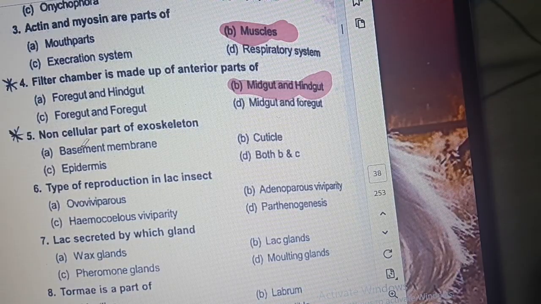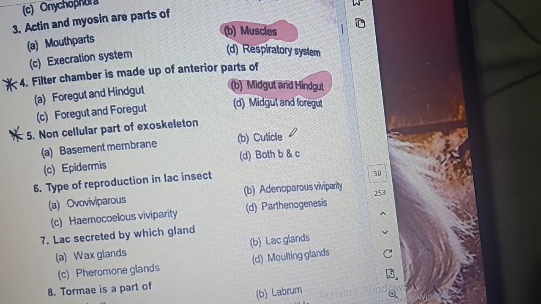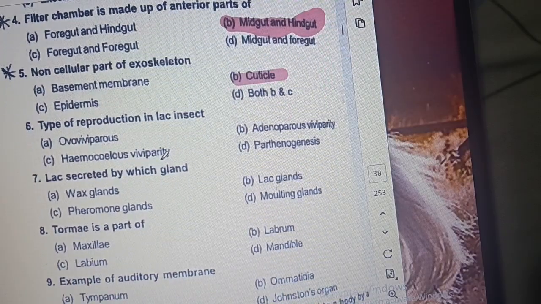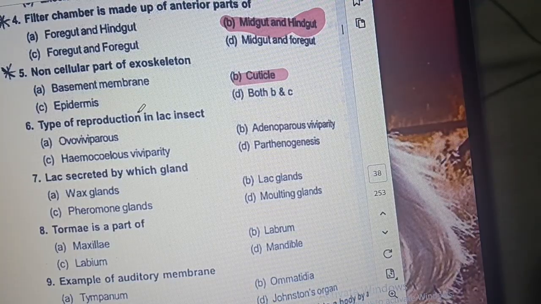The next question is the non-cellular part of the exoskeleton. The answer is the cuticle, which is the non-cellular part of the exoskeleton. Next is the type of reproduction in lac insect. In lac insect the reproduction is ovoviviparous. Ovoviviparous type of reproduction means that soon after laying the eggs, the larva will hatch out from those eggs. That kind of reproduction is known as ovoviviparous.